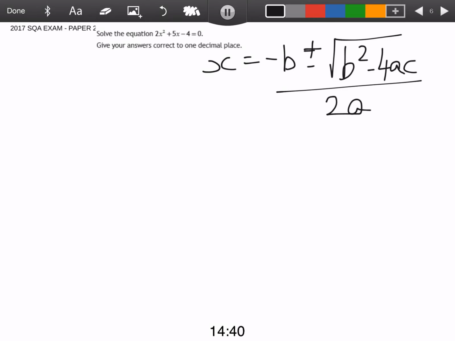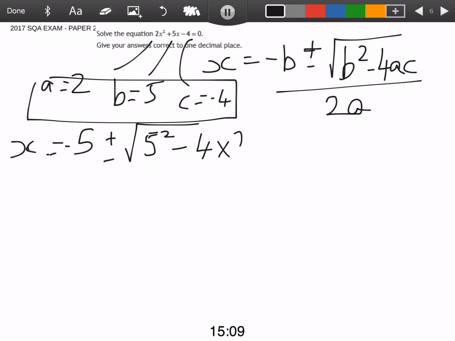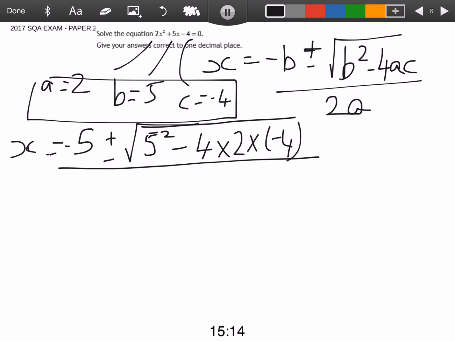Okay, A, B and C are your coefficients. A is 2. B is 5. C is negative 4. That's your numbers. We're going to sub them in, okay? X equals minus B is a minus 5 then, plus or minus square root. B squared is 5 squared. Don't work out any of these first. Sub them in. Okay, your first mark is for subbing them in. Take away 4ac, 4 times 2 times negative 4. And it's all divided by 2a. 2 times 2. That's how you get your first mark. It's a 3-mark question. That's how you get your first mark, by writing that out.